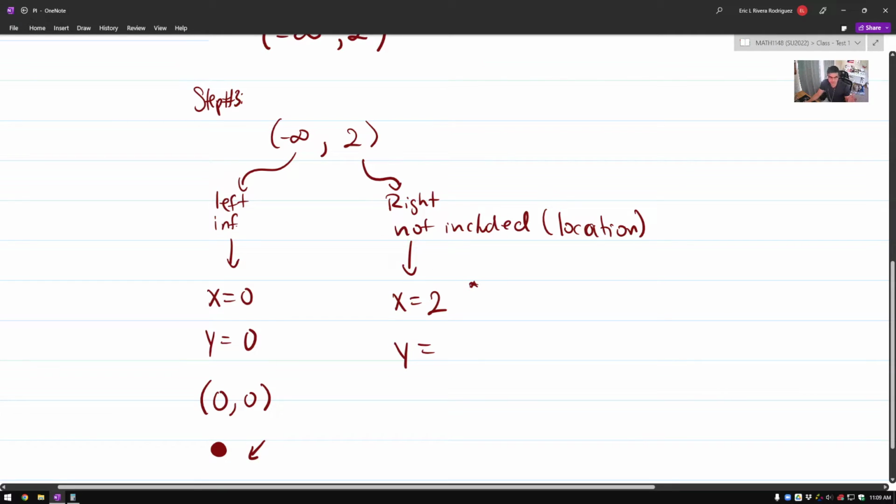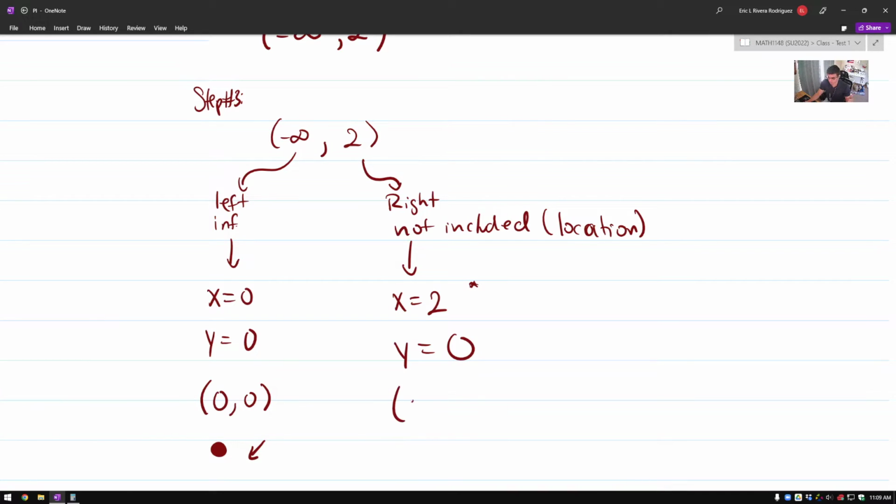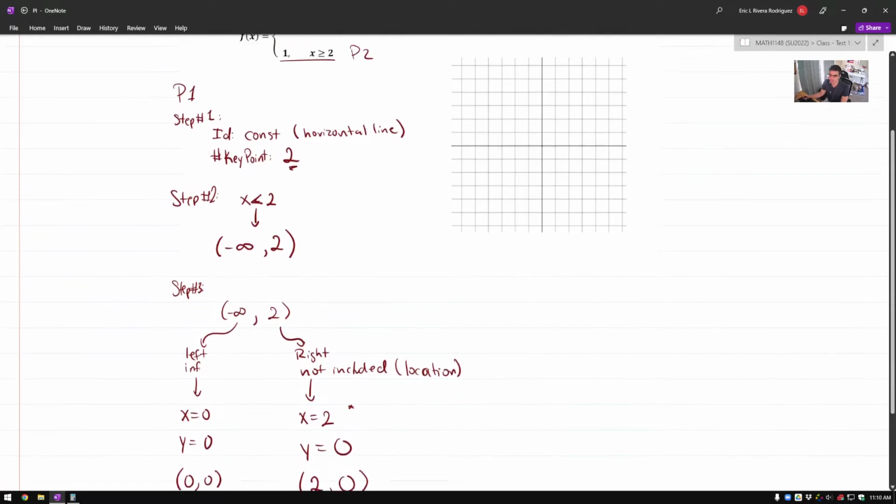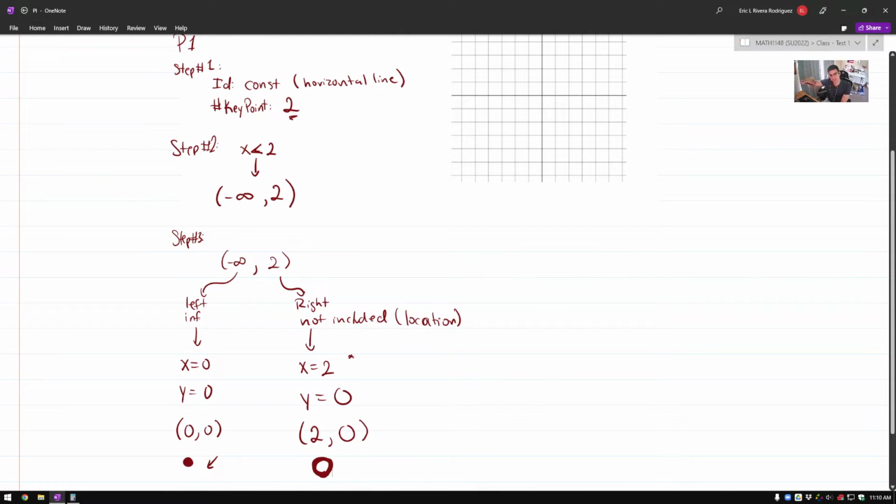So the equation again is going to be y equal to 0, because it's a constant function. So I have 2 and 0 here, and I'm going to use an empty dot because it's just for location. It's not included. So those are my 2 points. Because the shape is a line, I don't need an extra step to find another point. So with those 2 points, I can place them now here.